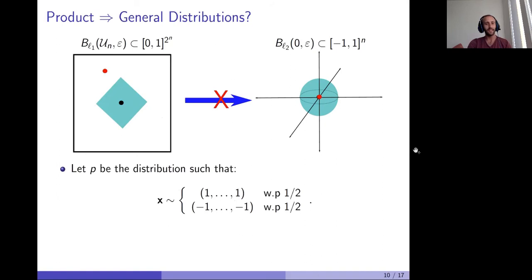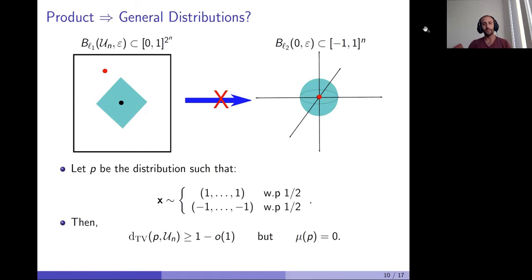And this distribution is clearly very far from uniform. In fact, it's only supported on 2 points in the hypercube. However, if we look at any of the marginals, they are completely balanced, and therefore the mean vector will be the all zeros vector. So in this case, there's one distribution which lies outside this L1 ball. However, the mean vector is exactly the all zeros vector.